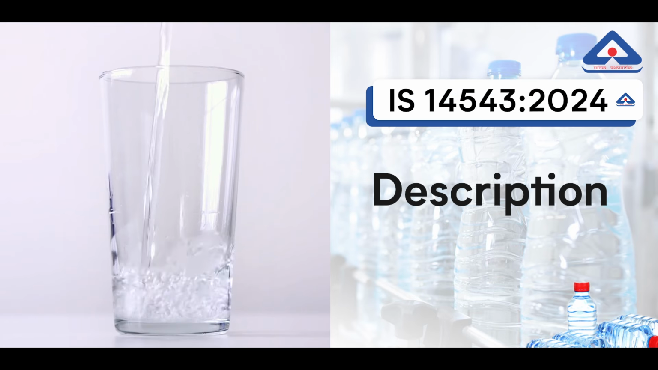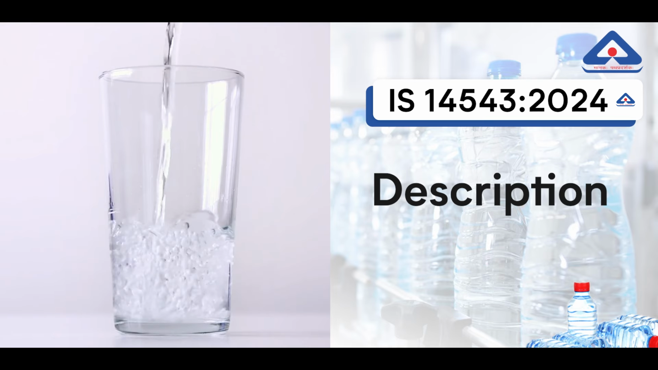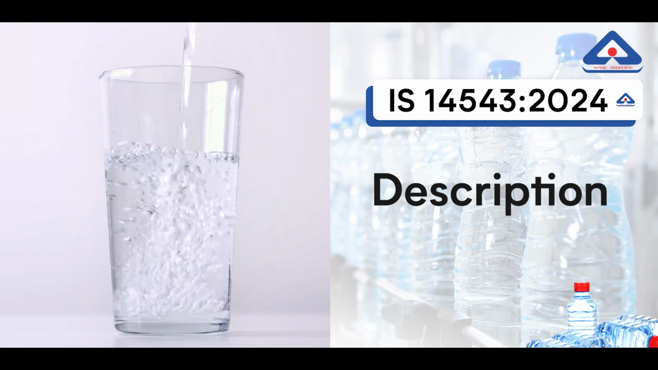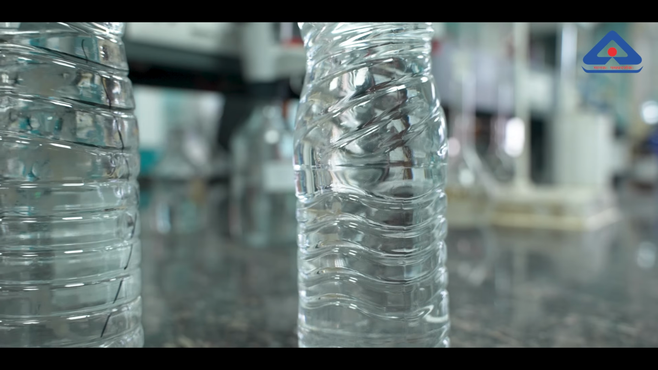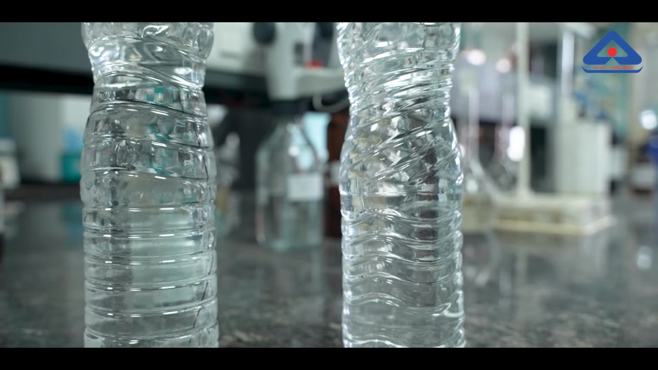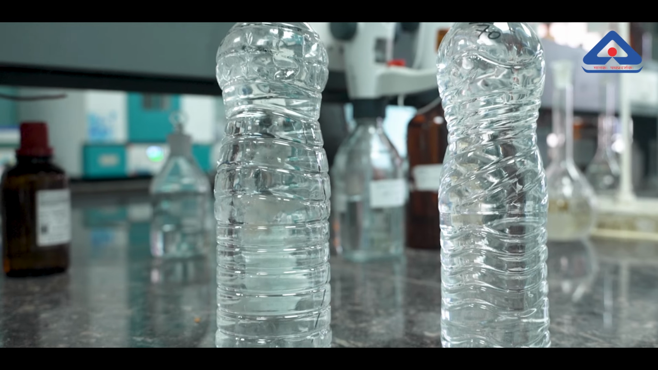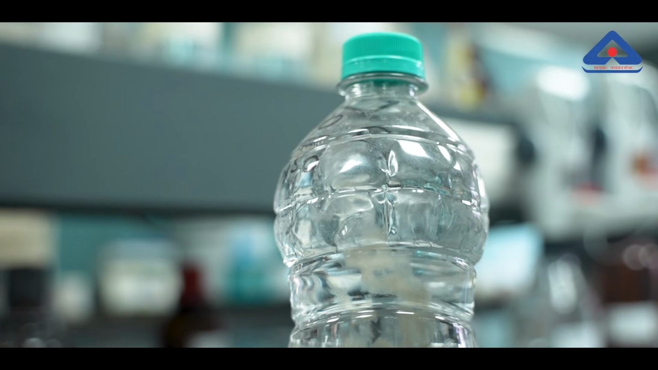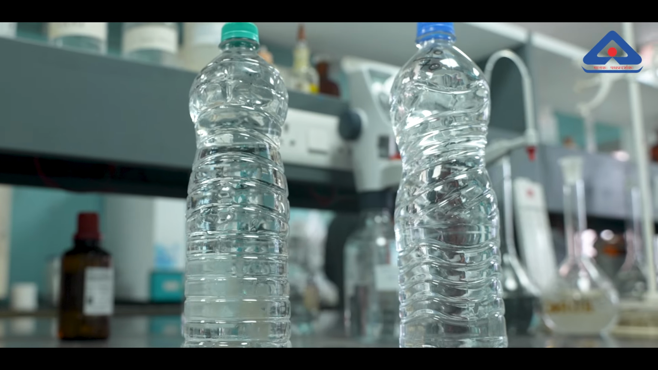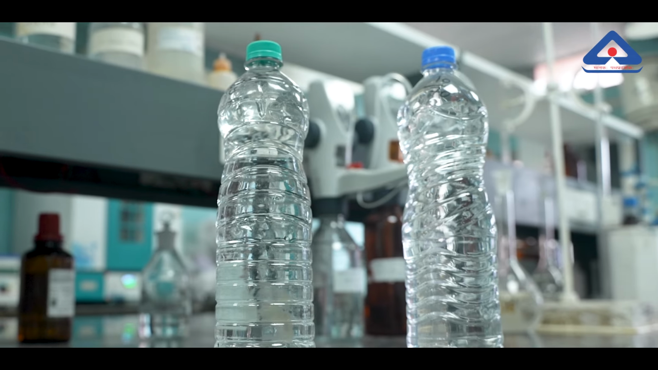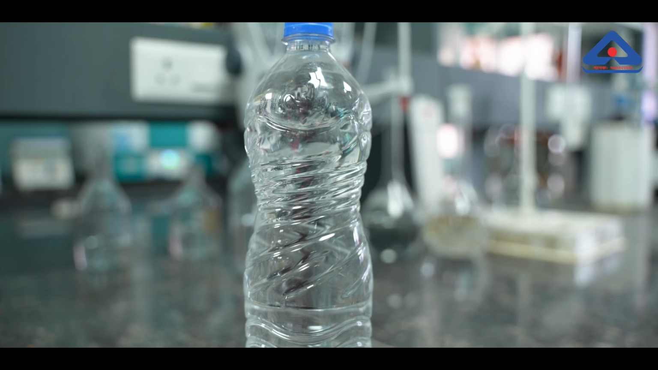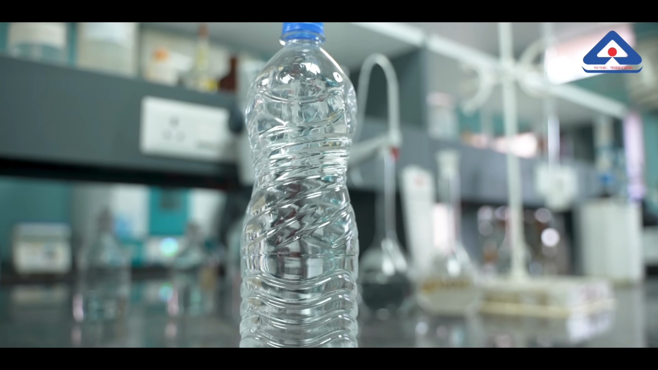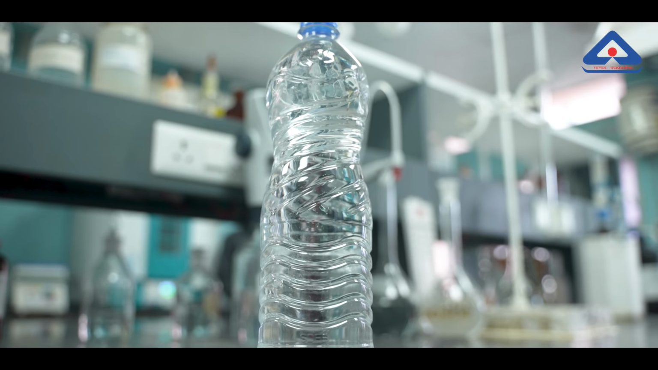The first parameter, as specified under Clause 5.3 of IS 14543-2024, ensures the water is clear and free from sediments. For example, the bottle kept on the left has visible impurities, which means non-compliance to the standard. However, the bottle kept on the right, for illustration purposes, is visually pure and free from suspended particles or extraneous matter, and complies with our Indian standard.